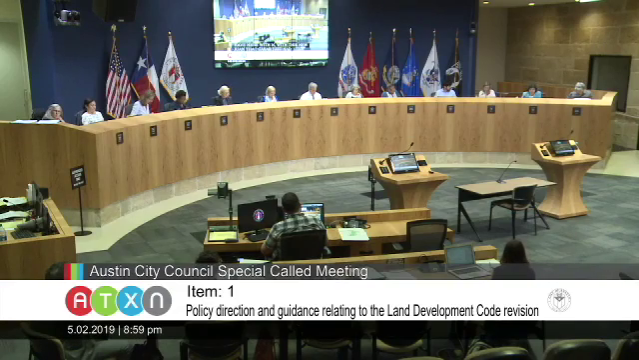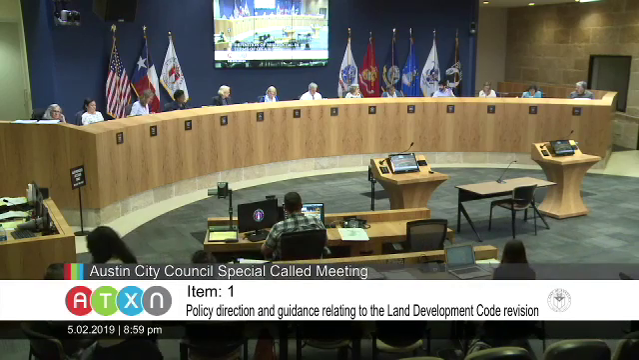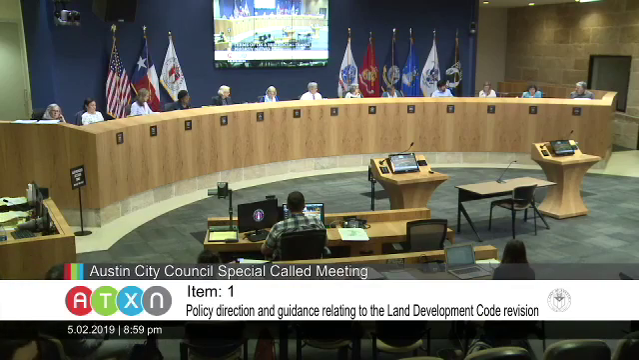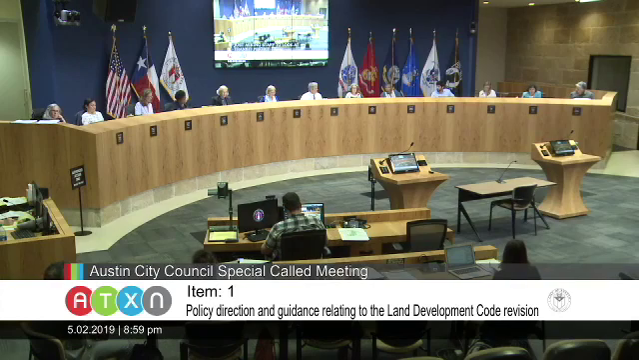Do we have a definition of residential in terms of a residential transit priority network street? No, I think we're just asking staff to look at the transit priority network, which we do have a definition of, and see if it looks like a residential street.